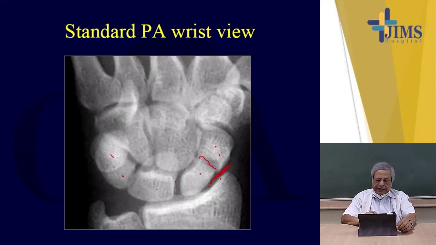In those cases, CT scans are recommended. In a CT scan, it's very clearly visible. There is some displacement and some angulation also. There is compression here, there is displacement here. This is called a humpback deformity.